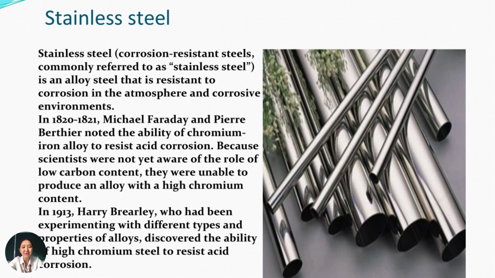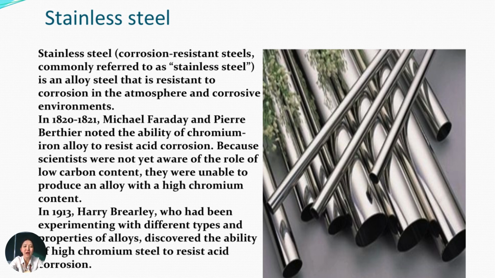It's an alloy of steel that is resistant to corrosion in the atmosphere and corrosive environments. In 1821, Michael Faraday noted the ability of chromium iron alloy to resist active corrosion. Because scientists were not yet aware of the role of low carbon content, they were unable to produce an alloy with a high chromium content. In 1930, Harry Brearley, who had been experimenting with different types and properties of alloys, discovered the ability of high chromium steel to resist active corrosion.